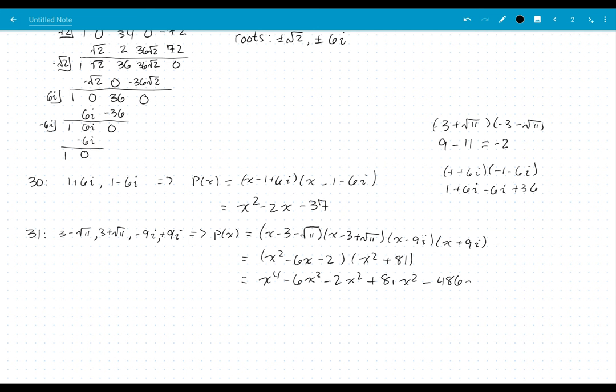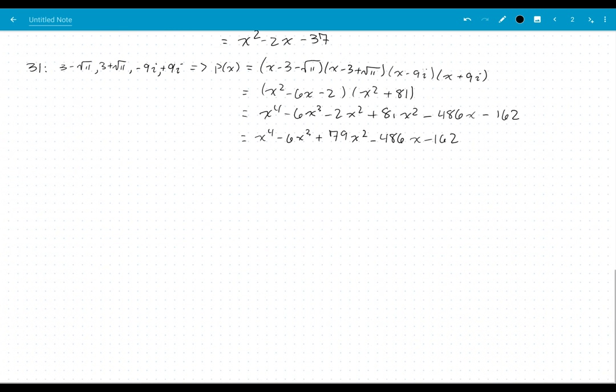486x, and then 81 times 2 is negative 162. Okay, now we can just do our addition. x to the fourth minus 6x cubed plus 79x squared minus 486x minus 162. And that is our polynomial. And then we just have a couple more problems left.